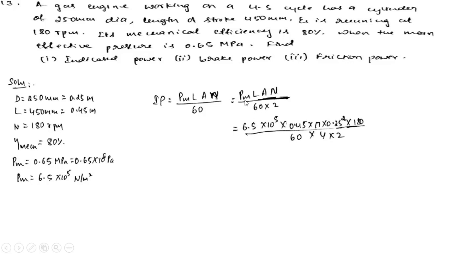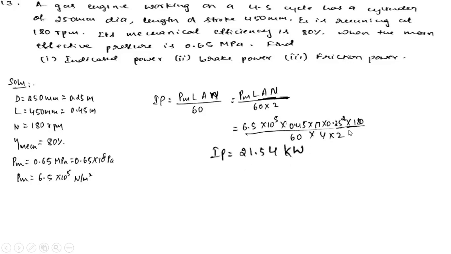Substitute the value of mean effective pressure, 6.5 into 10 power 5. L is stroke length 0.45. Area is pi d square by 4, diameter is 0.25 meters, so 0.25 square divided by 4. Speed of the engine is 180 rpm divided by 2. And you can see that we are going to get IP as 21.54 kilowatt.